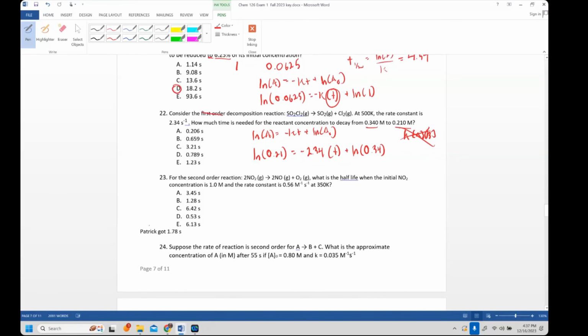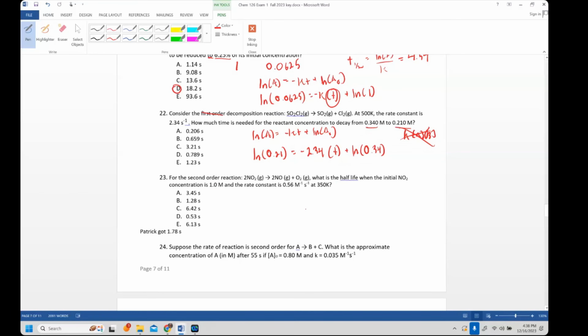Apparently, when I was doing this, it says Patrick got 1.78, because we go through the exams together. I think the answer wasn't here, and I got something different, but I'll show you how. I think we did change it when we made the real exam. But anyway, for the second order reaction, what is the half-life when the initial NO concentration is 1.0 molar and the rate constant is 0.56 at 350 Kelvin?